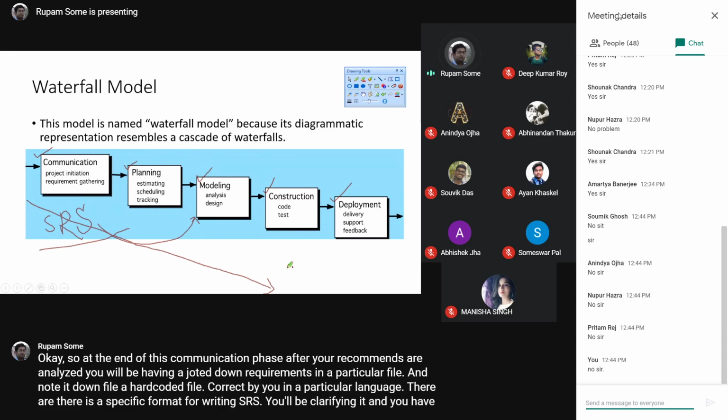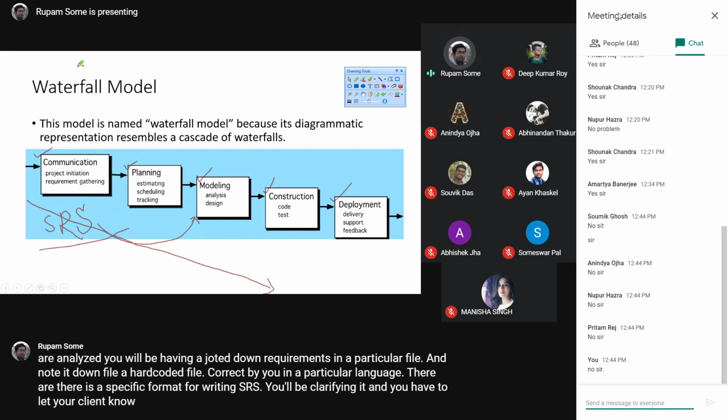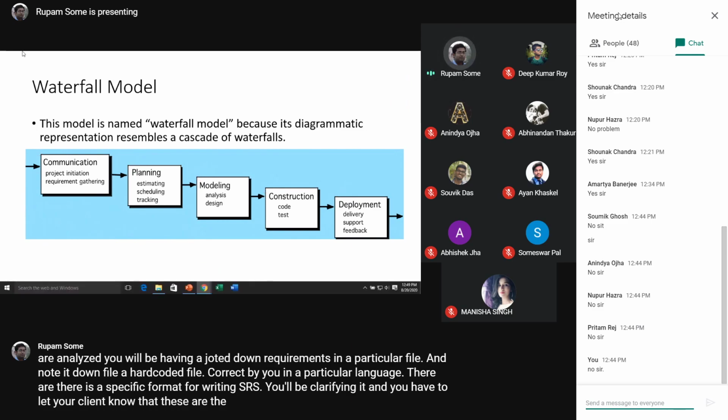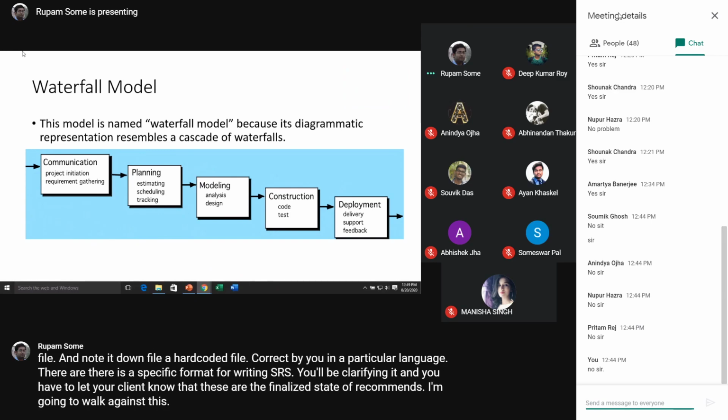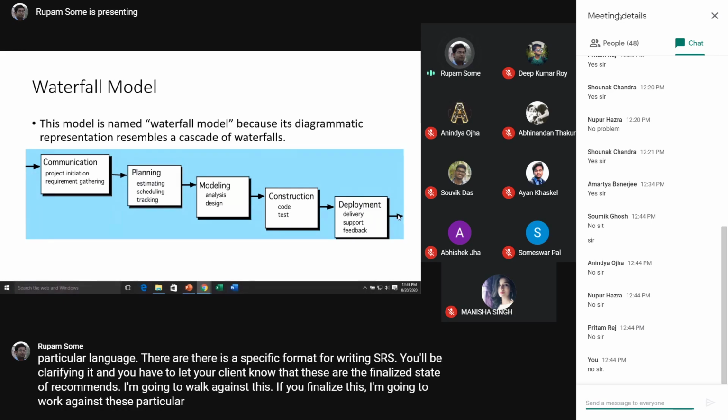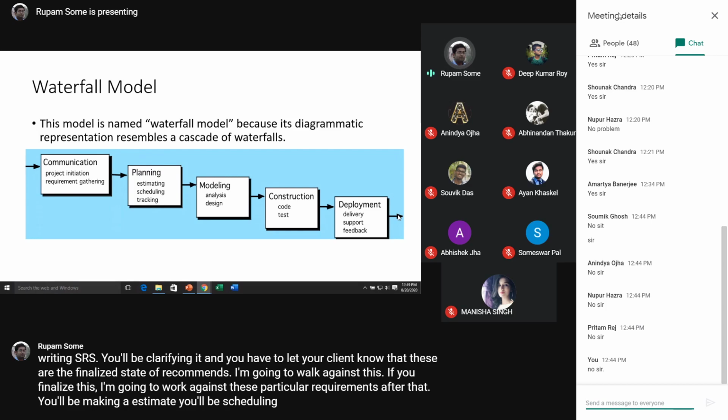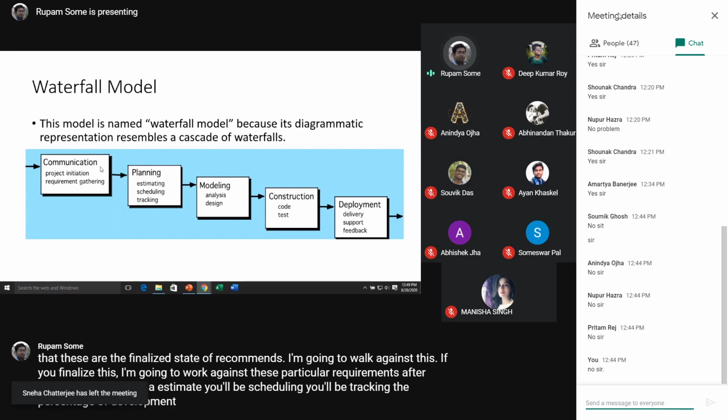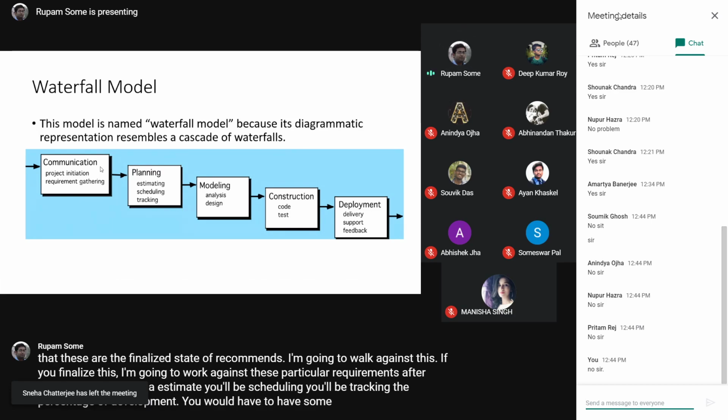But this particular model, waterfall model, as I already said, is following a top-down approach. And you'd have to aim at this particular deployment model. Just a minute. I had a call. Okay, fine. And you'd have to aim at this one. You'd have to aim at development. So the major drawbacks are listed in here.